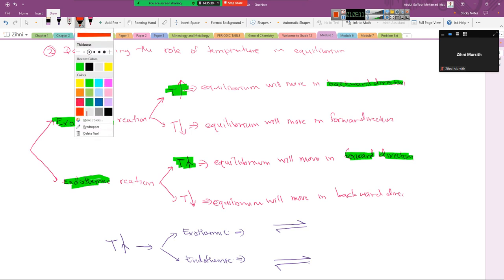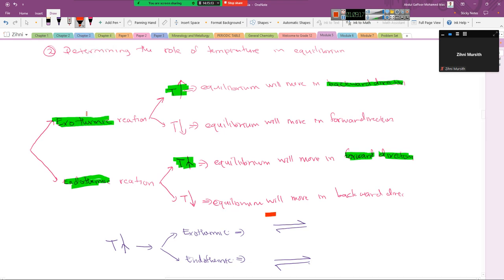Now when we increase the temperature, if it is an exothermic reaction, the equilibrium moves in the backward direction, and if it is endothermic, the forward direction. Don't confuse this, because sometimes you might get confused in the exam also. So when we increase the temperature, if the chemical reaction is exothermic, what will happen? The equilibrium will move in the backward direction. And if the reaction is endothermic, in which direction will the equilibrium move? In the forward direction.